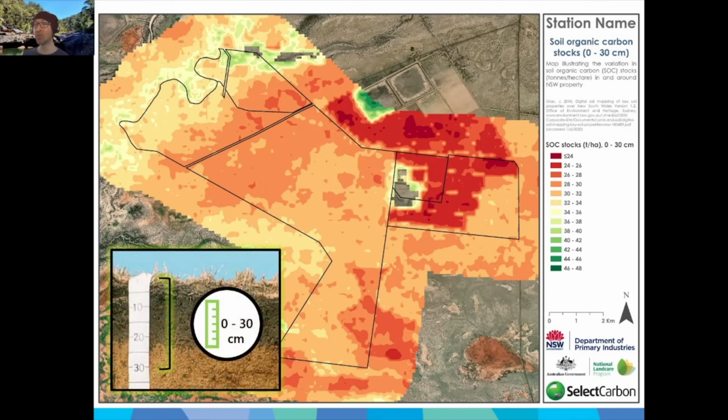The final map shows data modeling of soil organic carbon stocks. This is a single map calculated in tonnes per hectare and measures the soil organic carbon content to a full depth of 30 centimetres.